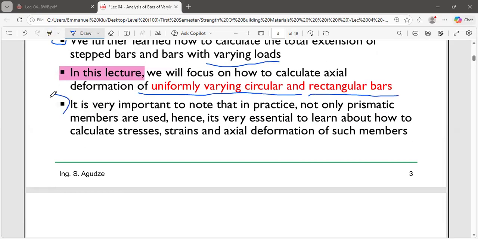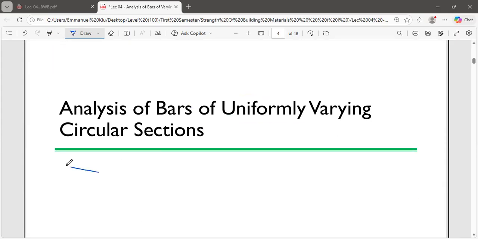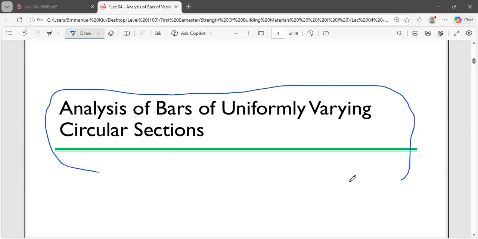It is very important to note that in practice, that is at the site, not only prismatic or uniform members are used. Hence, it is very essential to learn how to calculate stresses, strains, and axial deformation of such members. So for now, let's focus on analysis of bars of uniformly varying circular sections.